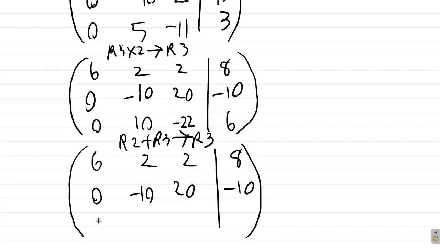So 0 plus 0 is 0. Negative 10 plus 10, same as 10 minus 10. I get a 0. 20 plus negative 22 is like 20 minus 22, which will give you negative 2, right?